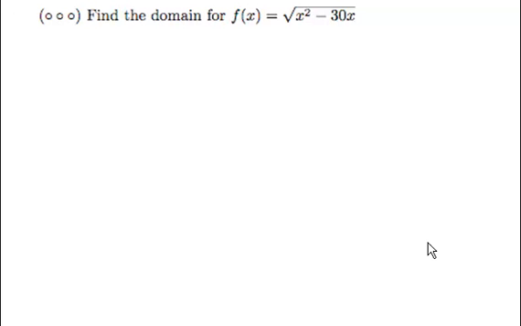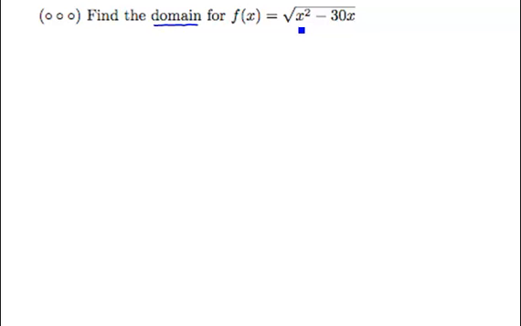In this problem, we're asked to find the domain for the function f, which is a root. It's the square root of x squared minus 30x. And again, when we think about domain questions, the main thing we're after here is trying to find the set of values that the function can handle. In general, a function can handle usually a large number of values, but perhaps not all values. And so our goal in this problem is to figure out exactly which ones it can handle.